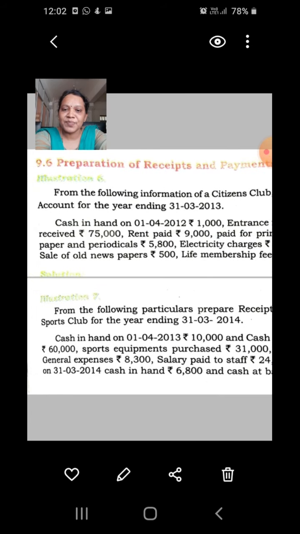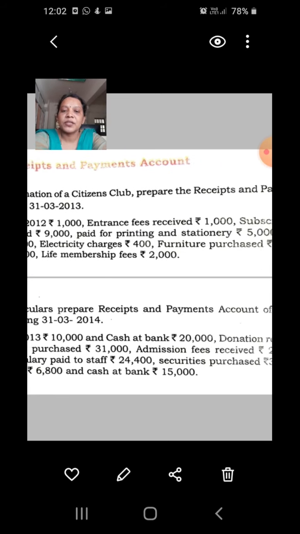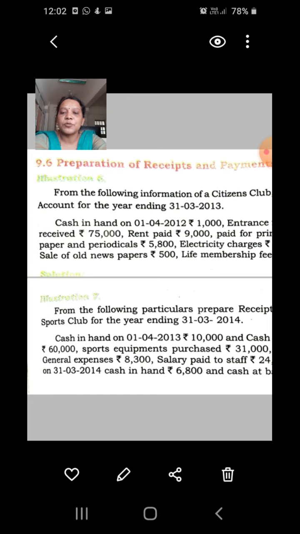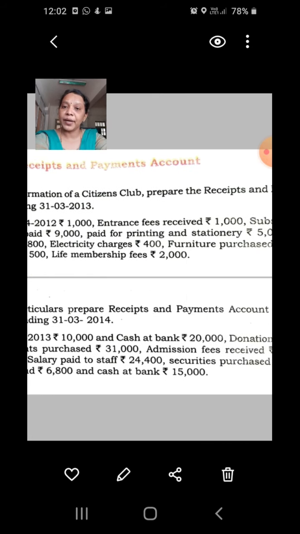And a similar question is here. I read the question now, and the solution I will show later, in the continuation part of this video. From the following particulars, prepare receipt and payment account of Sagar Sports Club for the year ending 31/3/2014. Here also they begin with the opening cash balance. How much is given? Cash in hand 10,000 and cash at bank 20,000.